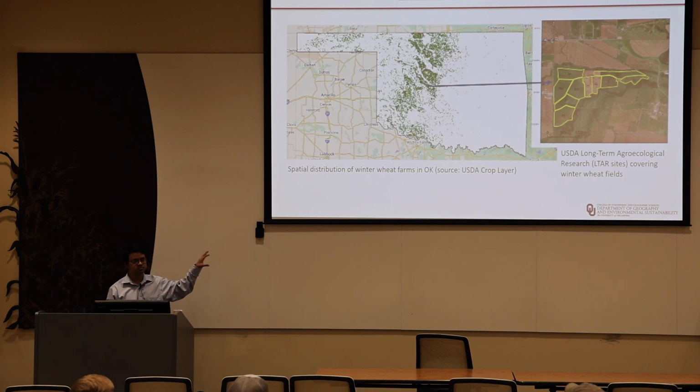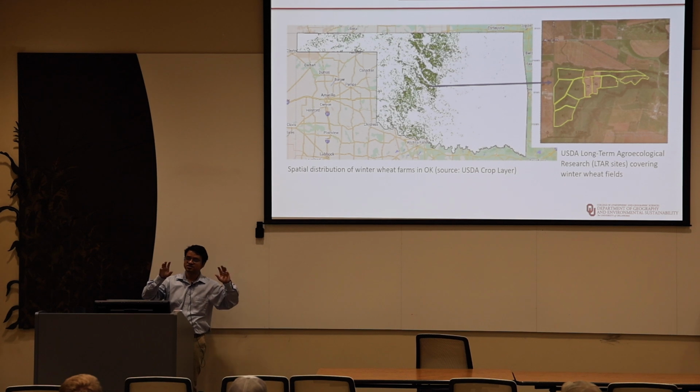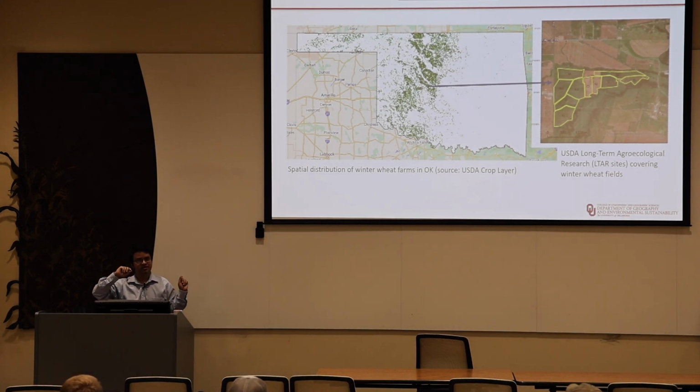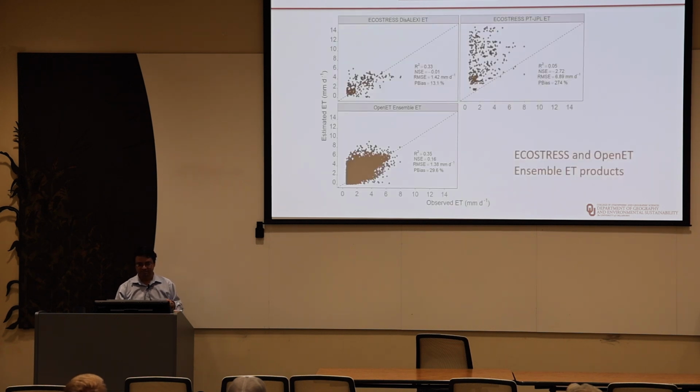So these are where winter wheat is farmed in Oklahoma, and one of the sites is the USDA site where there are flux towers, and we are measuring the water use of wheat. There's wheat under different conditions: grazed, non-grazed, till, no-till, different conditions. We are mapping ET and then modeling, observing ET using flux towers, and then using remote sensing to validate that, right?